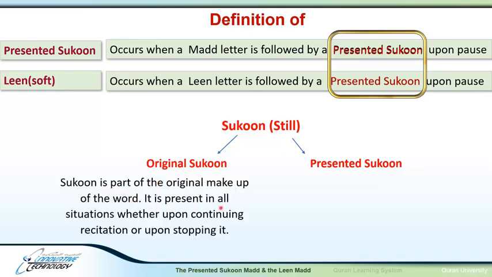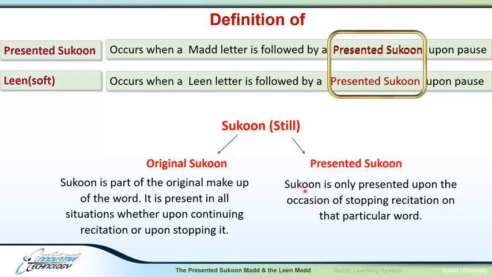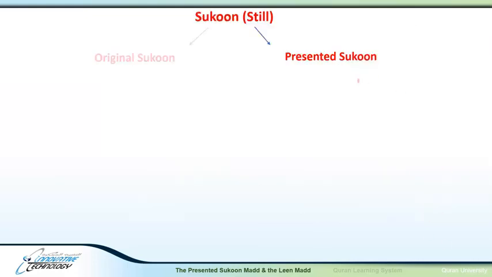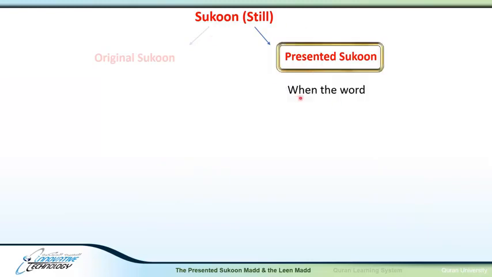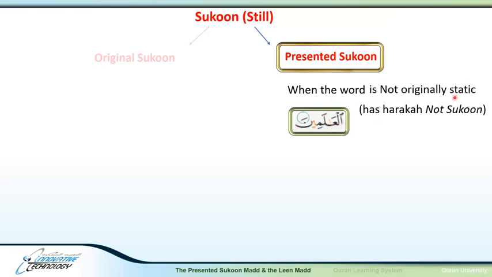It's present in all situations, whether upon continuing recitation or upon stopping recitation. While we define the sukoon to be presented when it is only presented upon the occasion of stopping recitation on a particular word. And again, we'll illustrate this by examples. We'll start by an example on the presented sukoon. The word al-alamina is not originally static, it has a haraka, no sukoon. It has a fatha here.